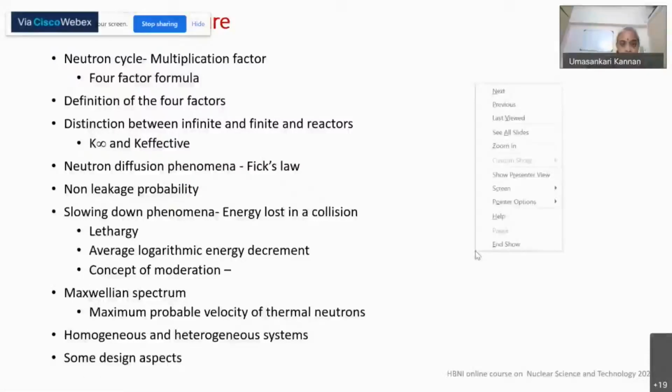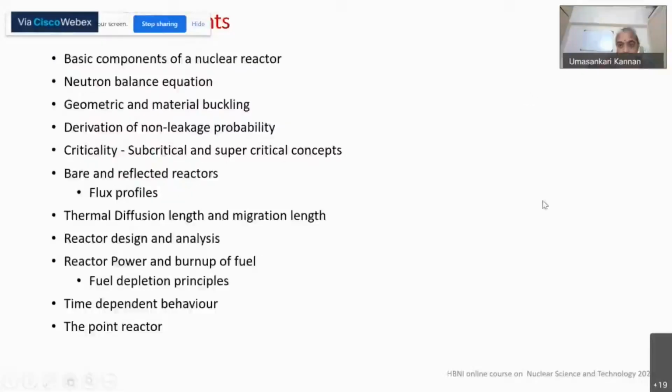So today, what we will be talking about is the basic components of a nuclear reactor. Then I will go on to explain the neutron balance equation. We will derive the neutron balance equation in very simplistic terms. I will also tell you some properties concerning the neutron balance and the shape of the neutron flux in a reactor.